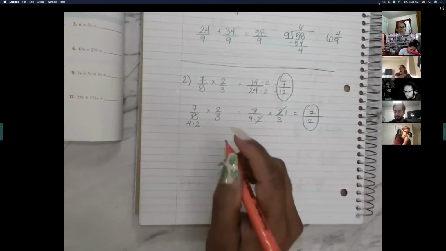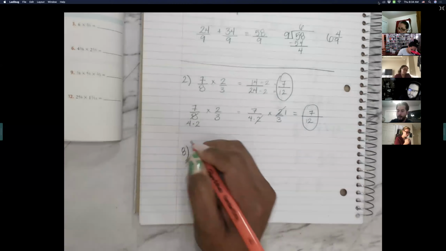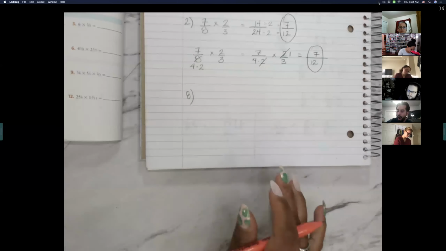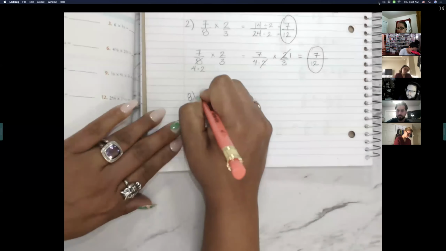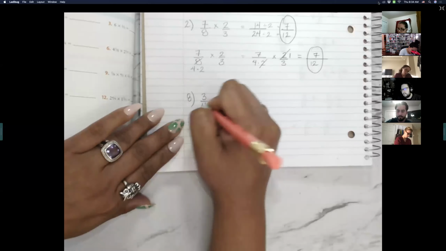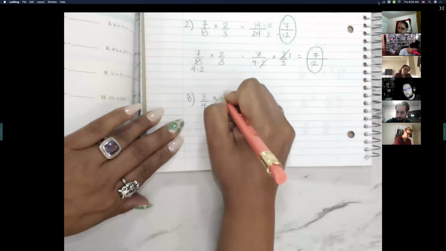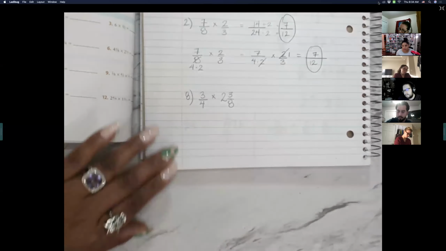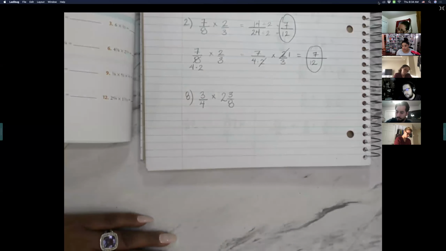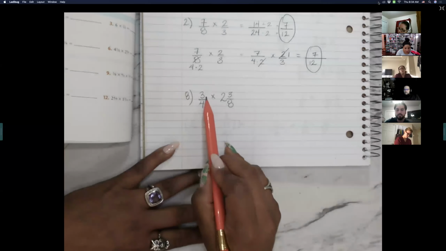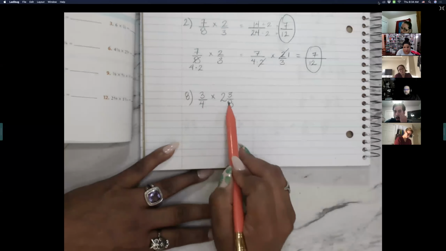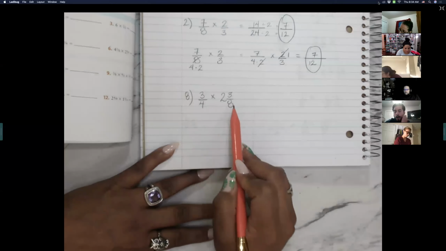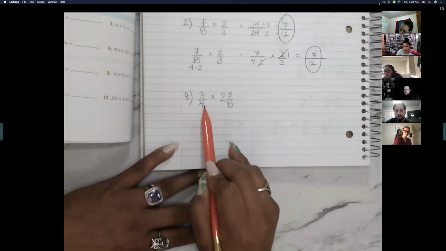Let's go with number 8. And that is asking us to multiply 3/4 by 2 3/8. Okay, so now we have a fraction with a mixed number and mismatched denominators.